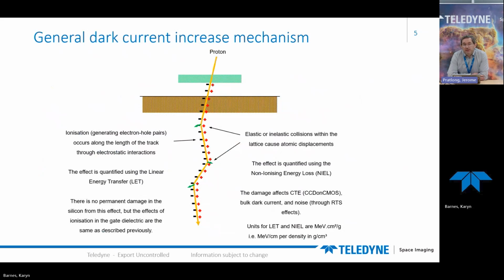The proton interacts with the material, giving an indirect ionization effect that we covered in the previous part, and that is described in the left part of this slide. But it can also create elastic and non-elastic collisions within the lattice, and that causes atomic displacement. We can see that with the turn and the change of orientation of the trajectory of the proton on this drawing. This will affect dark current and noise.